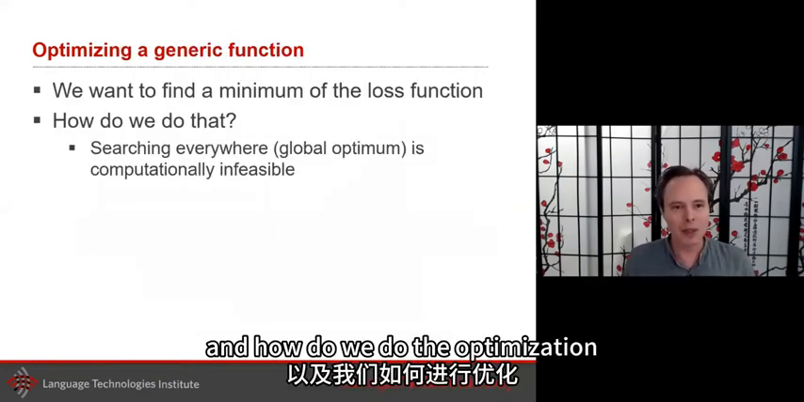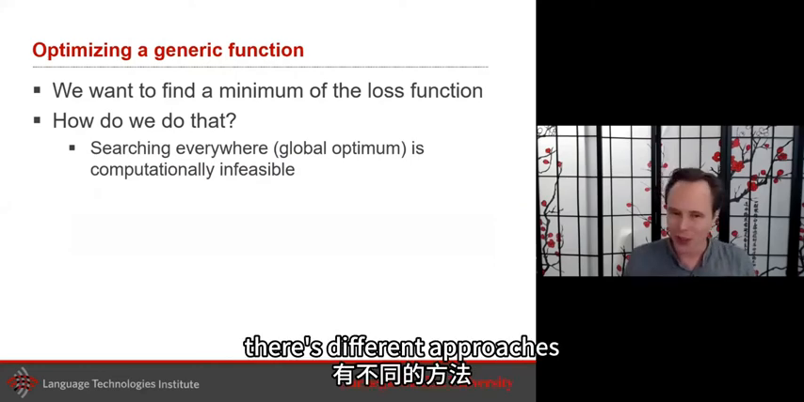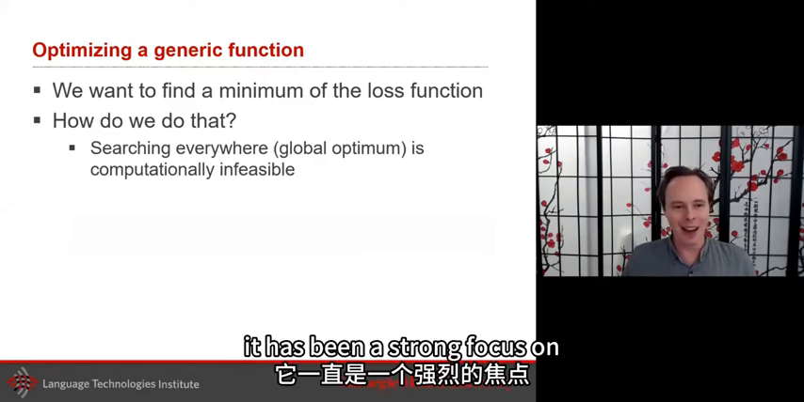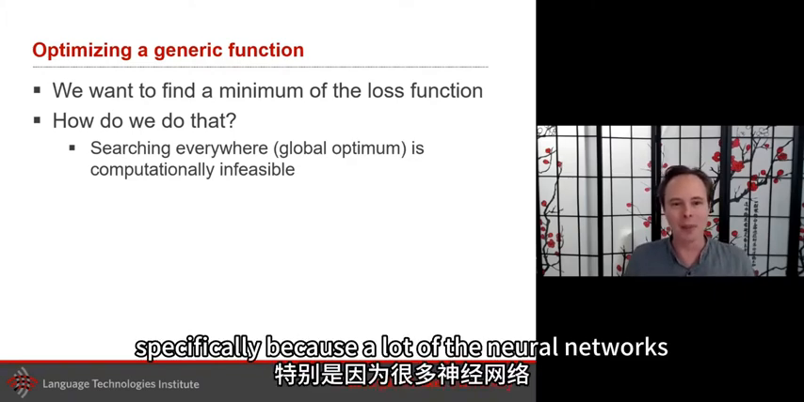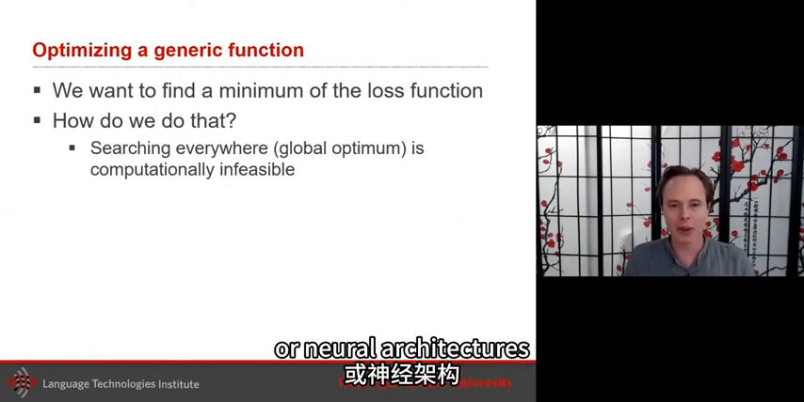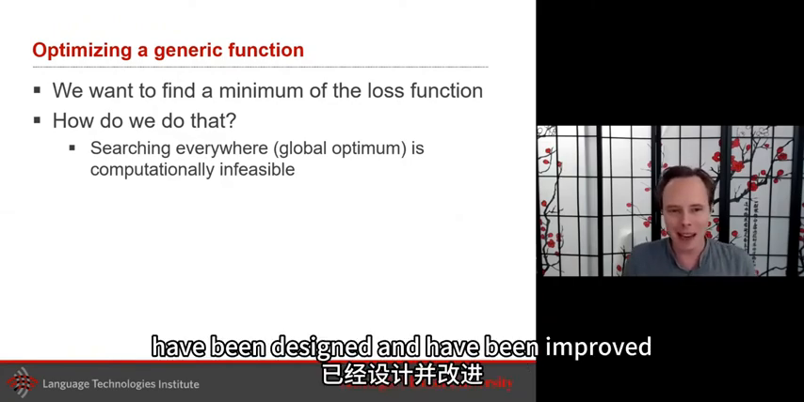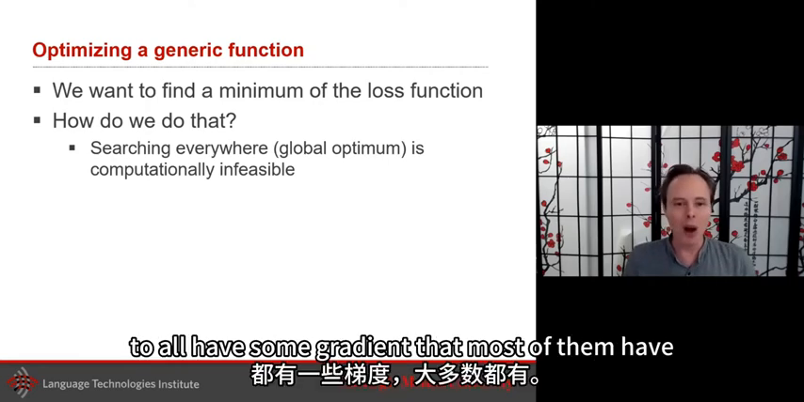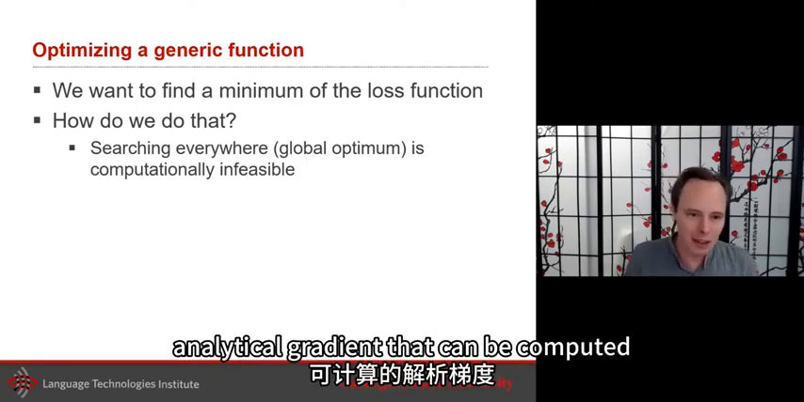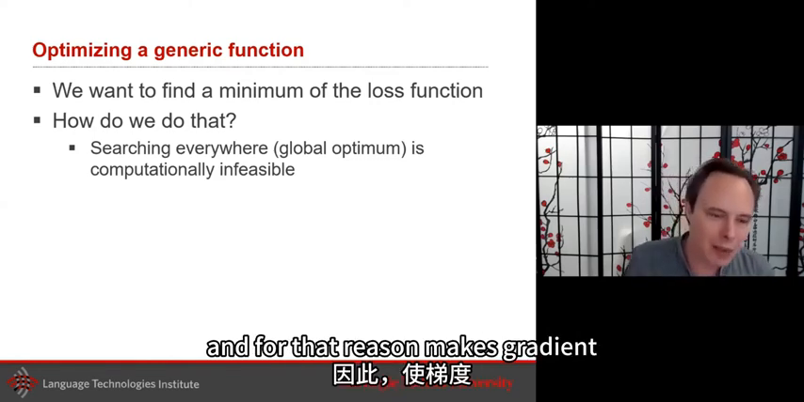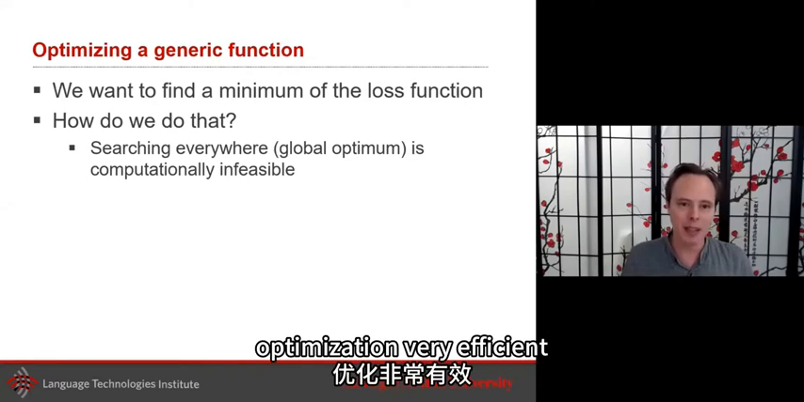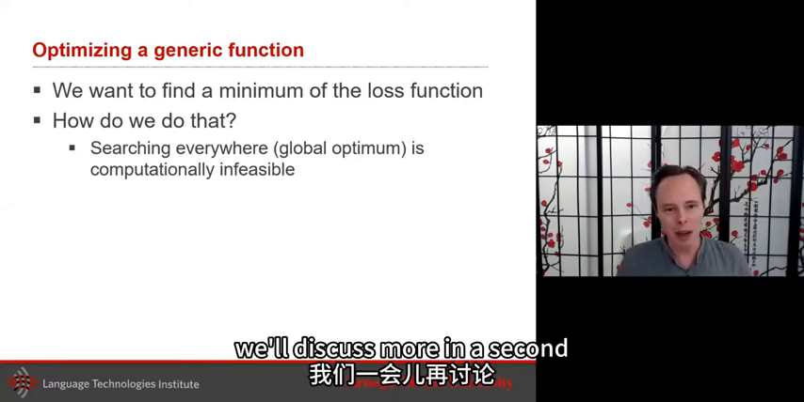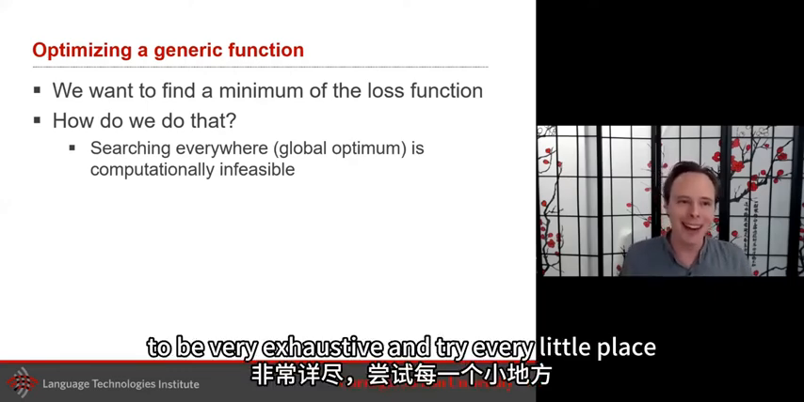And how do we do the optimization? There are different approaches, and these days there has been a strong focus on gradient-based approaches, specifically because a lot of the neural architectures have been designed and improved so that most of them have an analytical gradient that can be computed, and for that reason gradient optimization is very efficient. We'll discuss more in a second, but the other approach would be to be very exhaustive and try every little place.